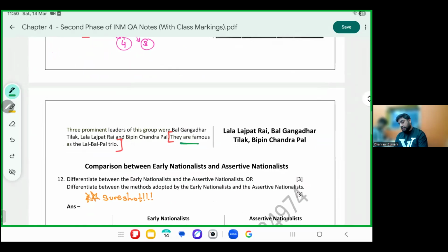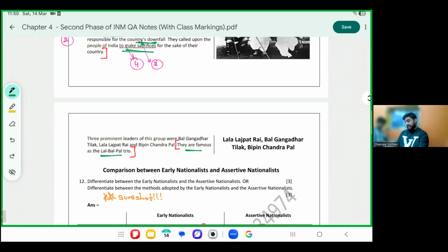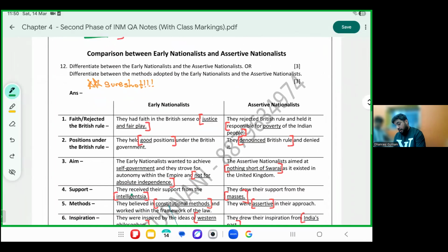The famous photo teaches you Lal Bal Pal, which I'm going to teach you on the next page also: Lala Lajpat Rai, Bipin Chandra Pal, and Bal Gangadhar. Important answer, short. A Jaguar car will come to you with a driver to pick you up from home to your school if this question doesn't come. This question has featured in every past year school paper: differentiate between early and assertive.